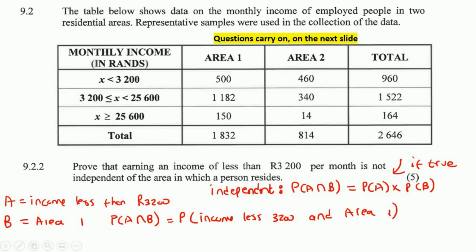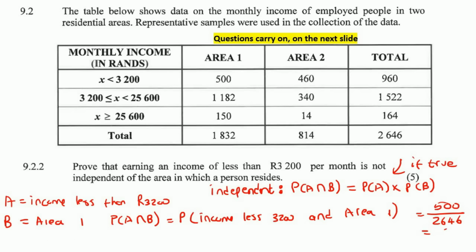Okay, so where are those people? They live in area 1 and they have an income less than 3,200 rand. So that's 500 people out of the total. And if we had to quickly work that out, we get 250.